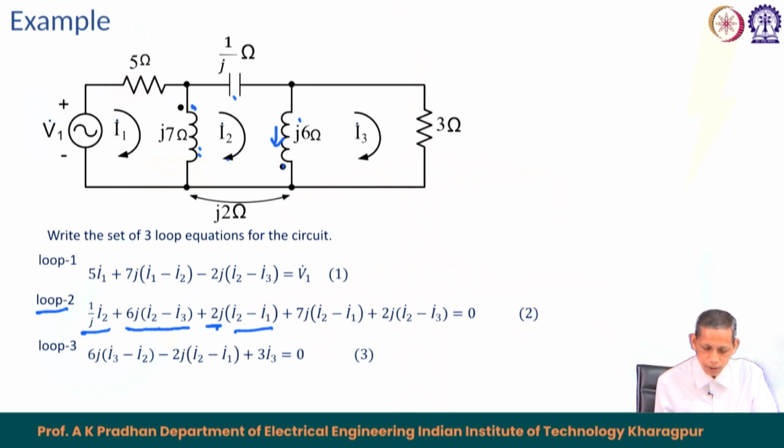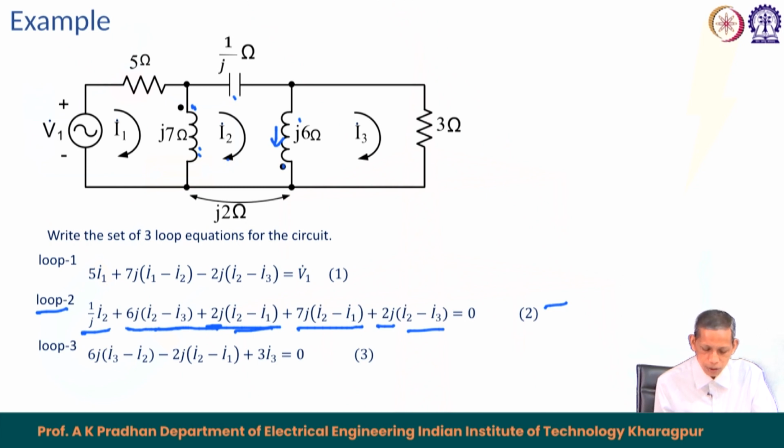Therefore, the mutual components happen to be plus 2 J. So, this is about the 6 ohm part. Now, you come to the 7 ohm part. In the 7 ohm reactance, I 2 minus I 1 is upward, so that is the self part, and the mutual part, I 2 minus I 1 is upward, leaving the dotted terminal, along with I 2 minus I 3 leaving the dotted terminal. So, the mutual part happens to be positive 2 J times I 2 minus I 3, and that equals 0. So, this is the second equation.